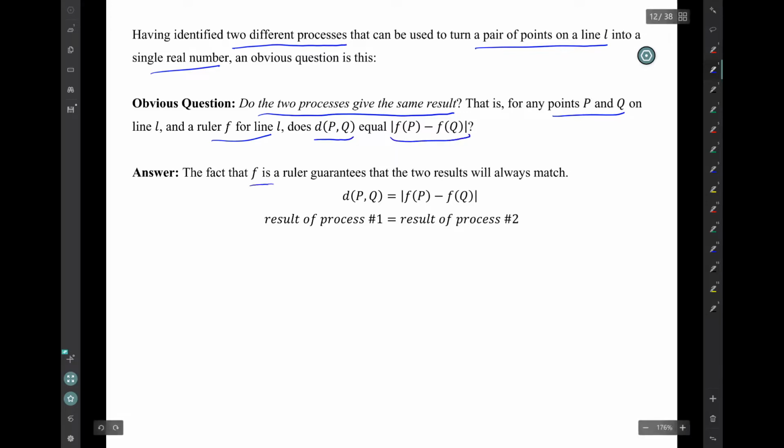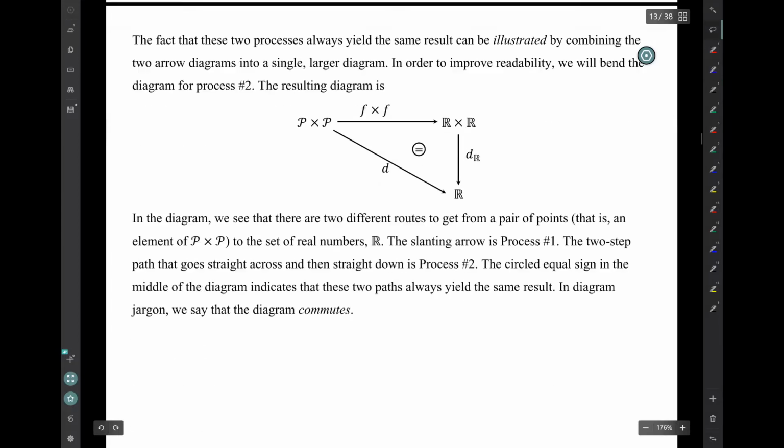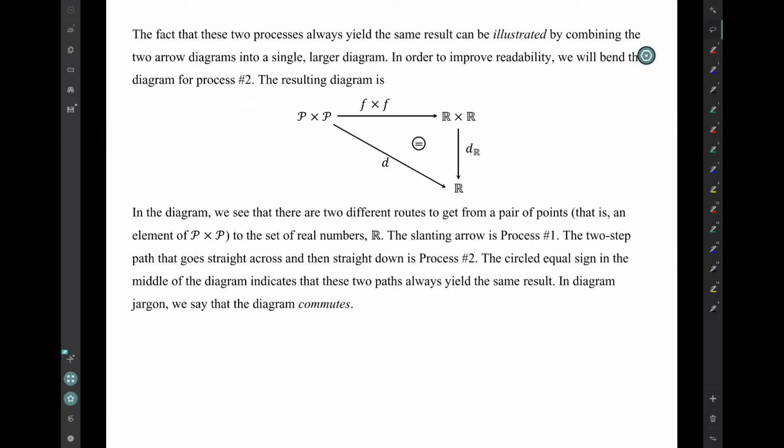Well, the fact that f is a ruler guarantees that those results will always match. That is, the result of process 1 will always equal the result of process 2. That number will always equal that number. The fact that these two processes always yield the same result can be illustrated by combining the two arrow diagrams into a single larger diagram.